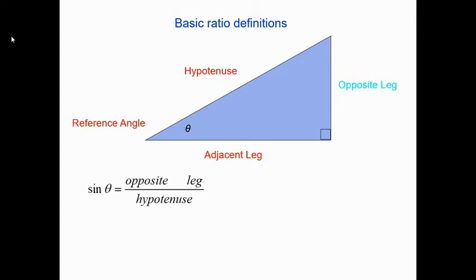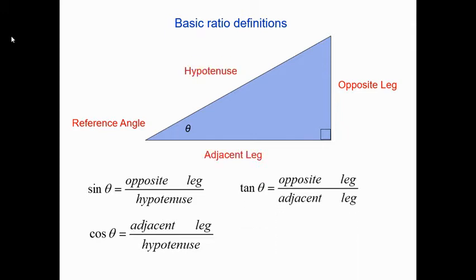So remember that sine of theta is equal to opposite leg over hypotenuse, while cosine of theta is your adjacent leg over hypotenuse. And tangent theta is the opposite leg over the adjacent leg. And you should have worked with these in math too.